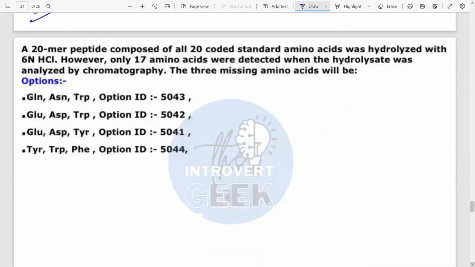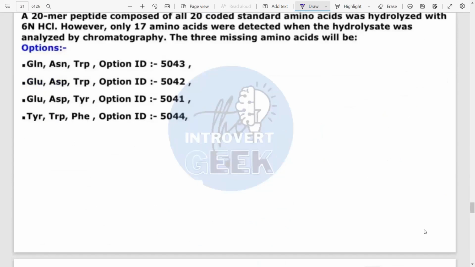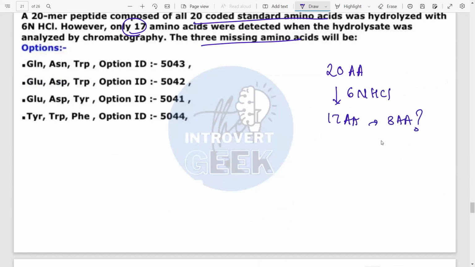Now again, another interesting question. A 20-mer peptide composed of all 20 coded amino acids was hydrolyzed with 6 normal HCl. However, only 17 were detected by chromatography. The 3 missing amino acids are? This is more like a knowledge-based question. They are telling you that there were 20 amino acids, they treated this polypeptide with 6 normal HCl, and they could only detect 17 amino acids. So 3 amino acids went missing. Which are these 3 amino acids?